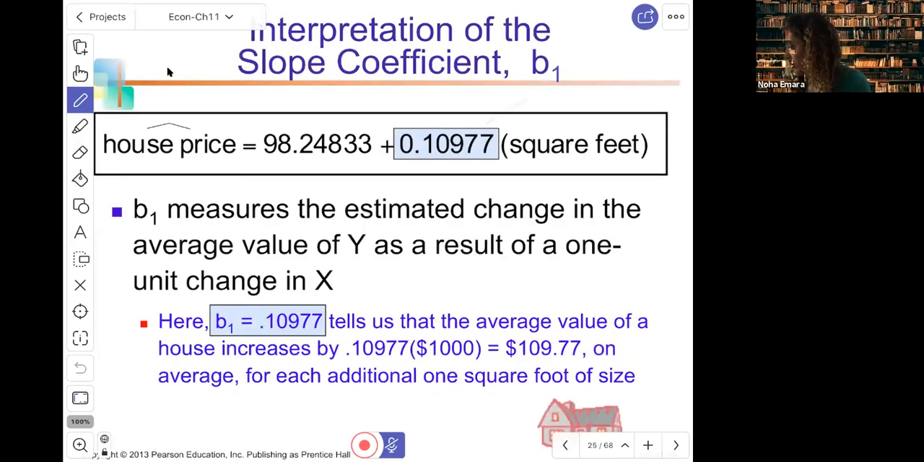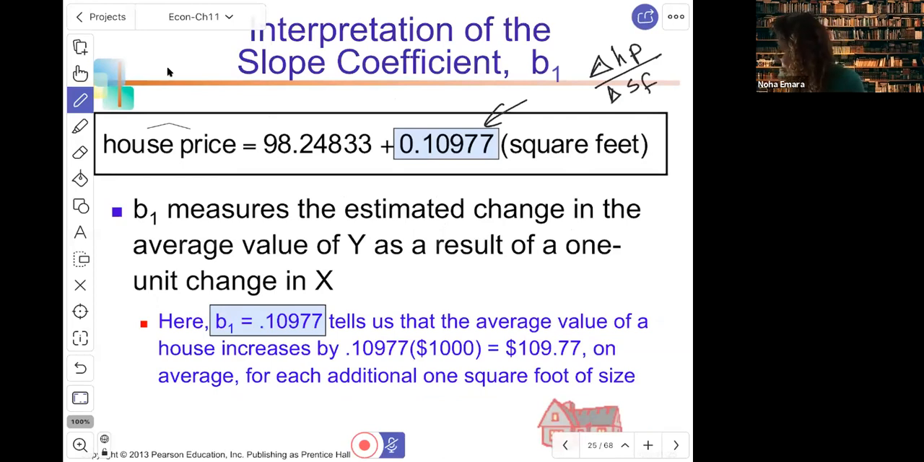So in this situation, you would basically say, I do have a mathematical meaning, but no economic meaning. What about the slope? The slope is very important and it gives us the impact on the housing prices because of the change in square feet. How the increase in square feet per one unit affects the housing prices.